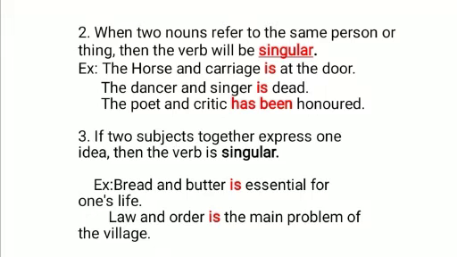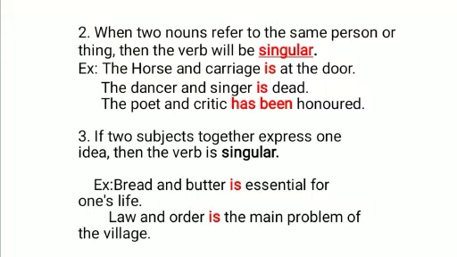Here the word "the" before the noun will differentiate whether the sentence is referring to one person or two persons. If it is given as "the dancer and the singer," then we will write it as "are dead" because it is referring to two persons. Hope you have understood this rule.